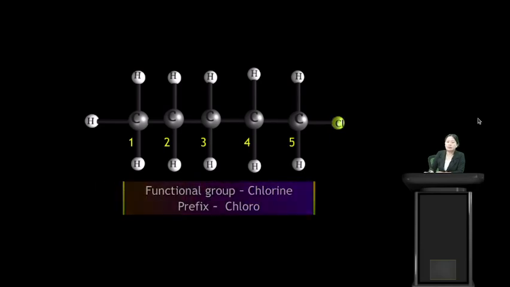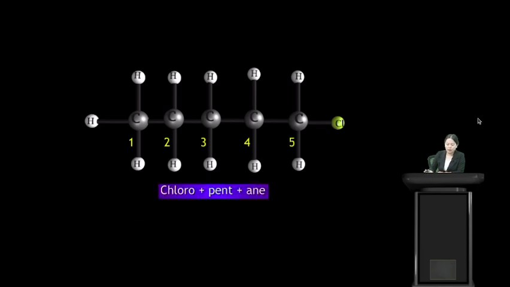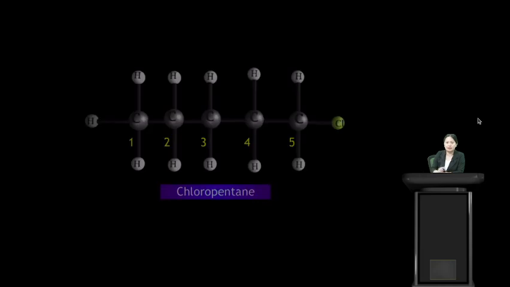Now we have discussed in our previous class that if halogens are present, like chlorine, bromine, then there will be a prefix by the name chloro for chlorine, bromo for bromine. So this has 5 carbon atoms. So pent, it's an alkane, so A-N-E, so we have pentane. Again, we have chlorine, so the prefix will be chloro. So the name of this compound will be chloro plus pent plus ane. So we get chloropentane. Okay, so this is the name of the given carbon compound here.